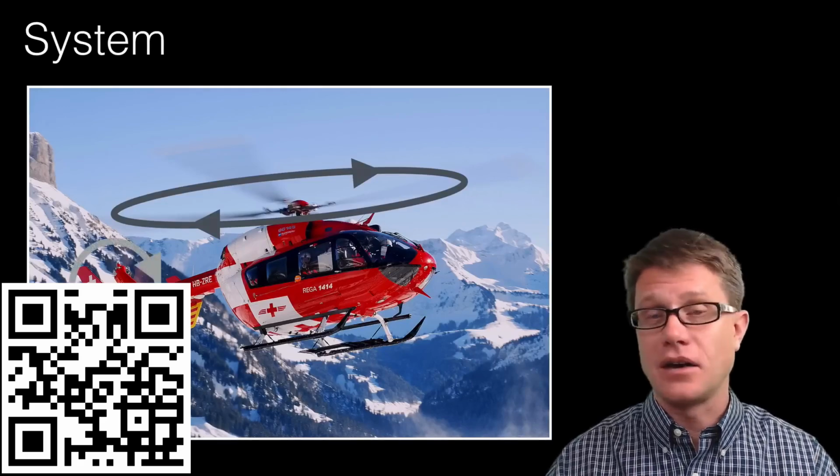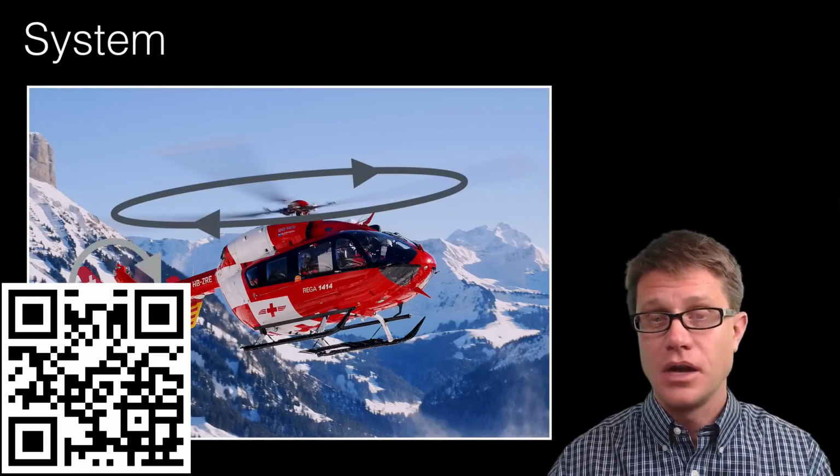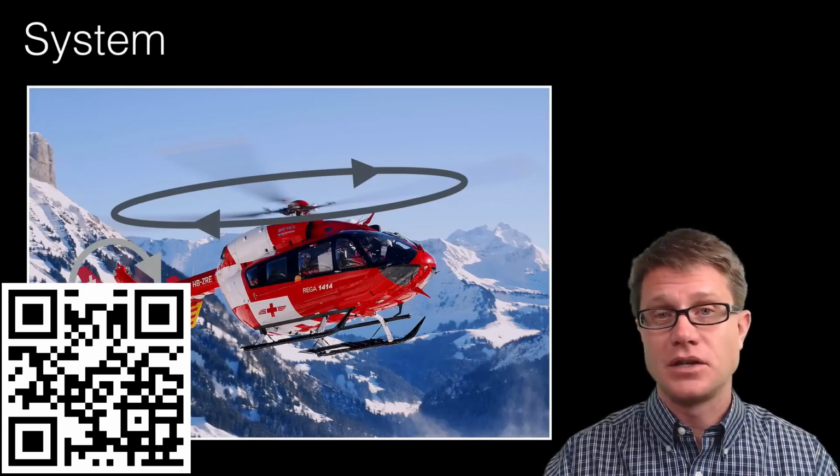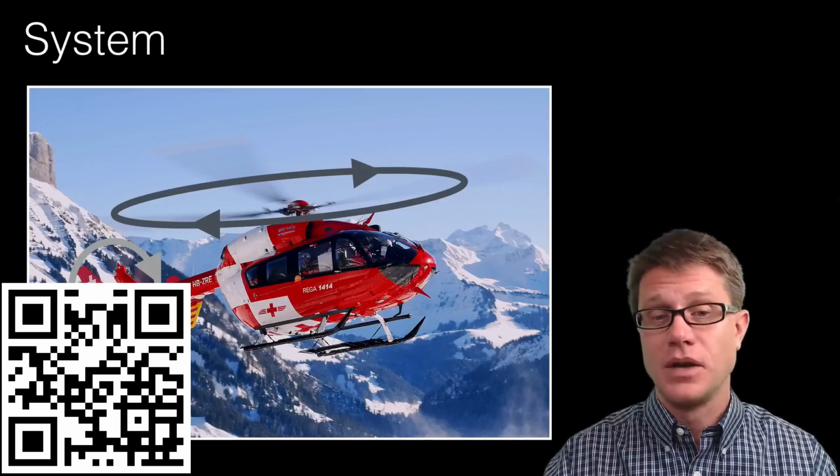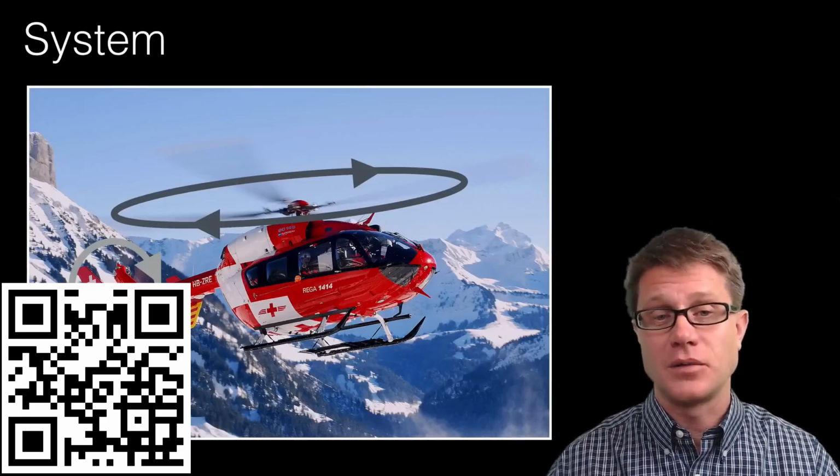And so what they do is add another object to the system. You have a tail rotor, and that tail rotor, as it spins, is applying another angular momentum, and so we can use that to keep our helicopter stable.